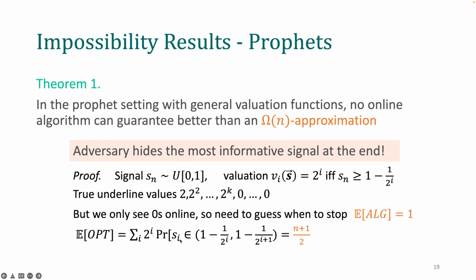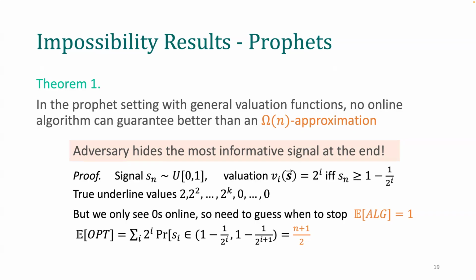So whenever Sn is between 1 minus 1 over 2 to the I and 1 minus 1 over 2 to the I plus 1, 2 to the I is the biggest value in the sequence. So it will exactly choose 2 to the I. And this happens with probability 1 over 2 to the I plus 1. So when you sum everything up, we get roughly n over 2, right? So the optimal is actually going to be order n, but no online algorithm can get better than 1. So there is this n factor gap, and we have this impossibility result.